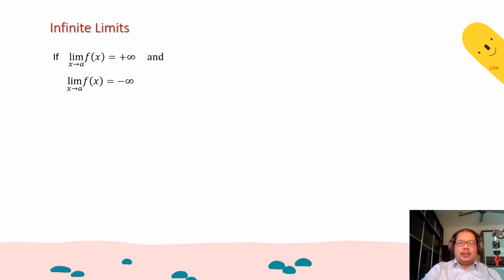Okay, we start with infinite limit. If limit x approaches a of f(x) equal to positive infinity and limit x approaches a of f(x) equal to negative infinity, this is what we call an infinite limit. When x approaches a, the value for y approaches either positive or negative infinity. Okay, example 19. To evaluate limit x approaches 0, 1 over x squared.